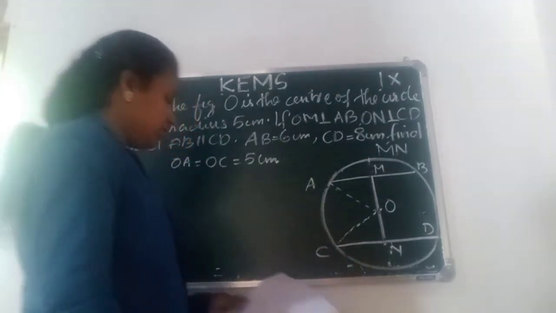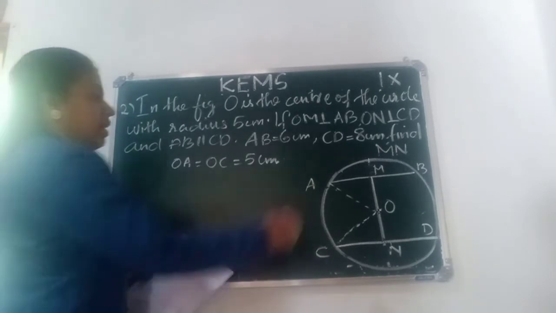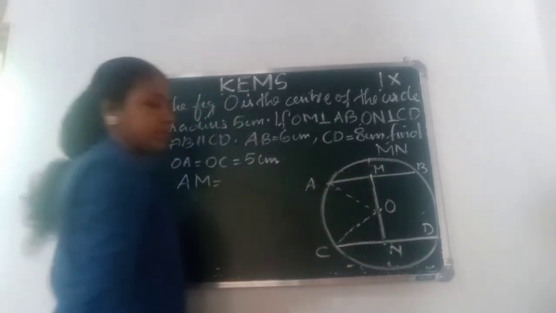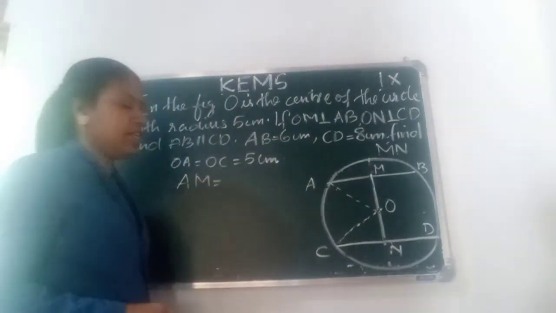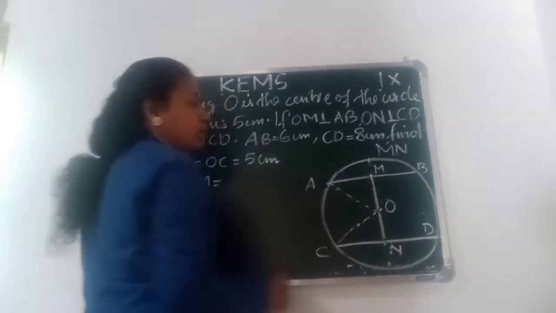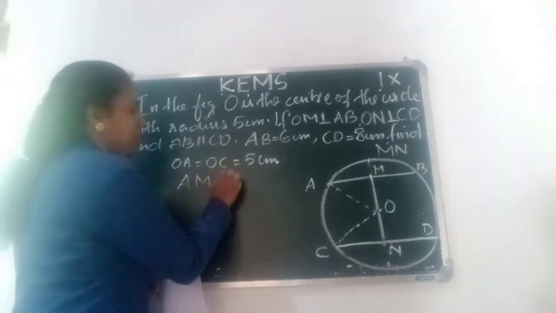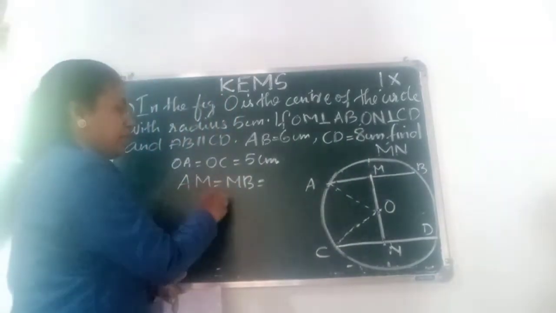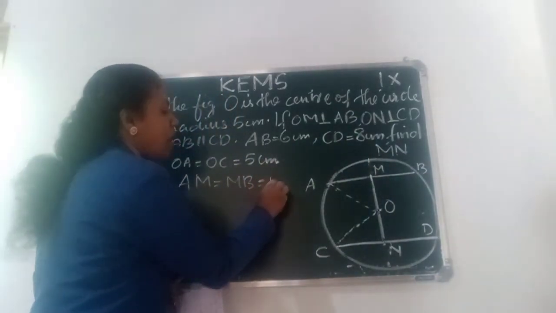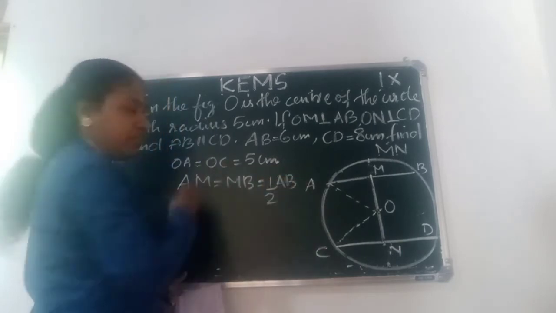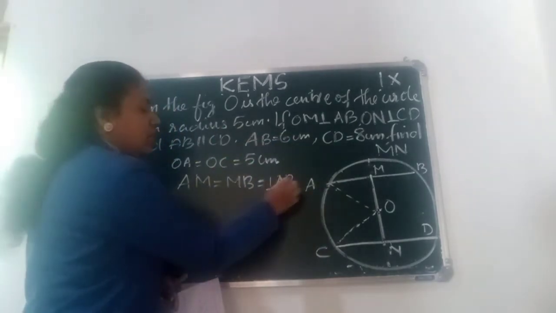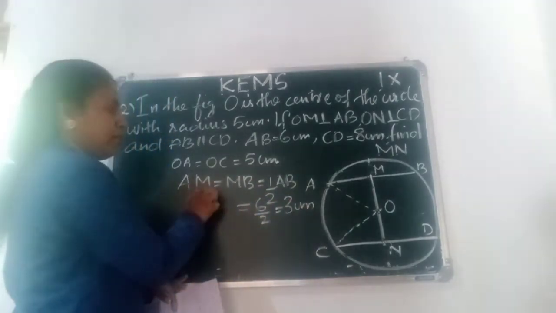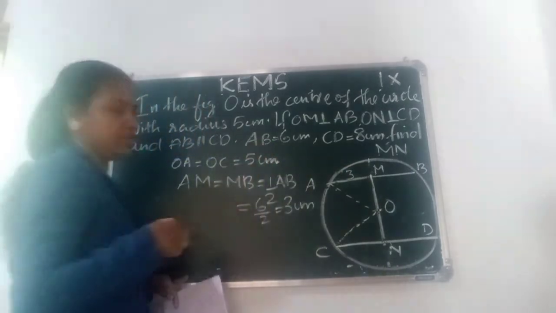Now consider, what is AM? AB equals 6 centimeter. Then AM equals MB, both are equal in length. So AM equals MB equals half of AB. AB equals 6 centimeter, so half of AB is 6 by 2, 3 centimeter. So AM equals 3 centimeter.